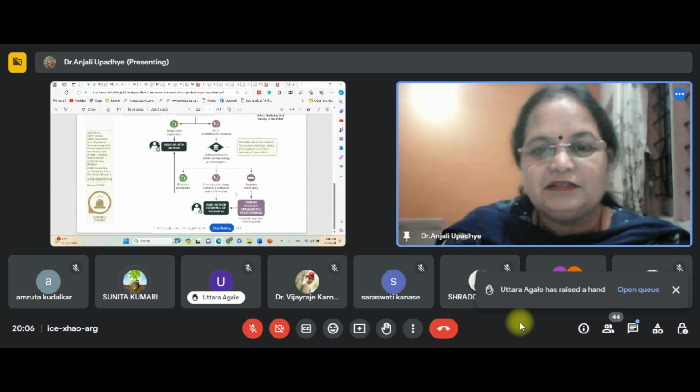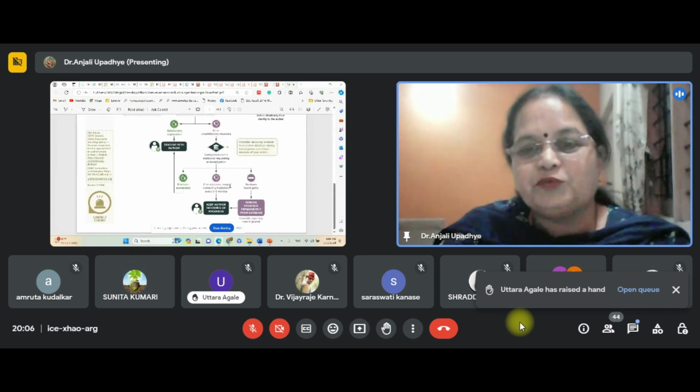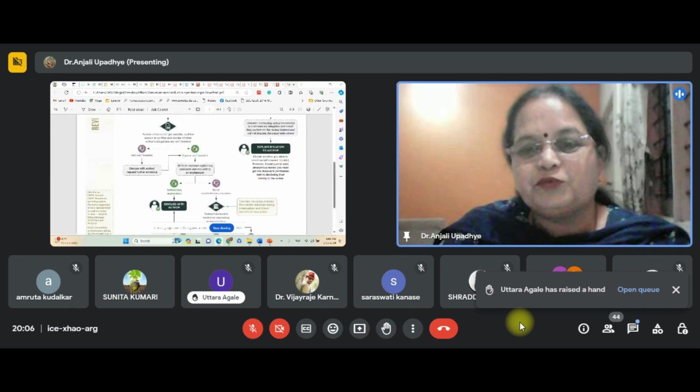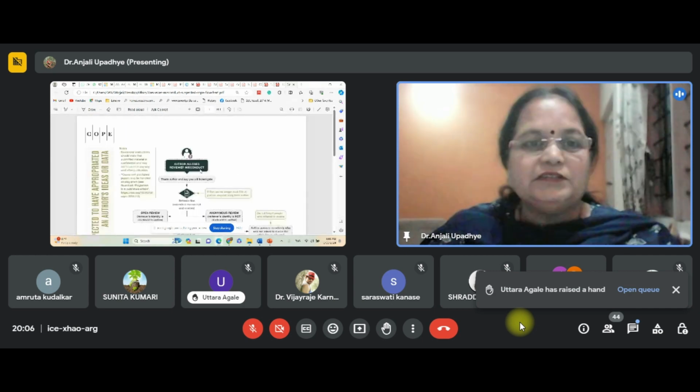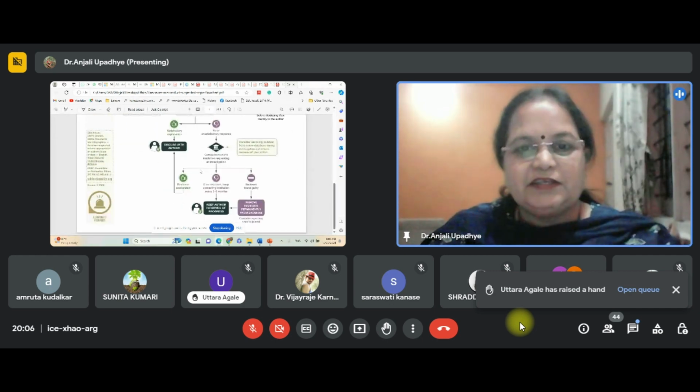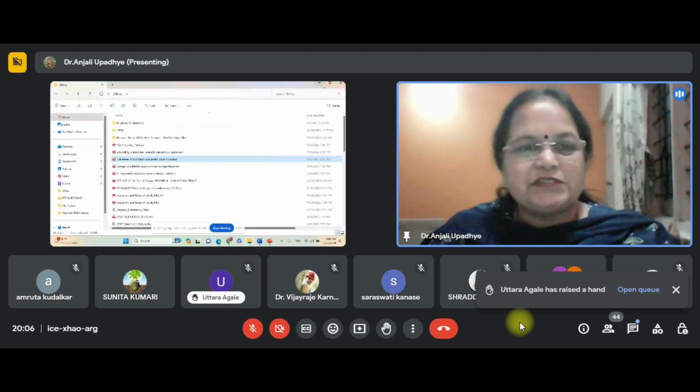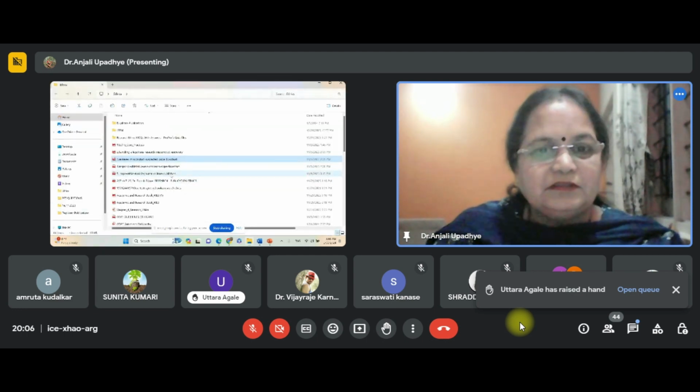In this case, the reviewer who has not done his work well is removed from the data. In this way, the ethical guidelines are given in a flowchart. So this is one of the flowcharts.